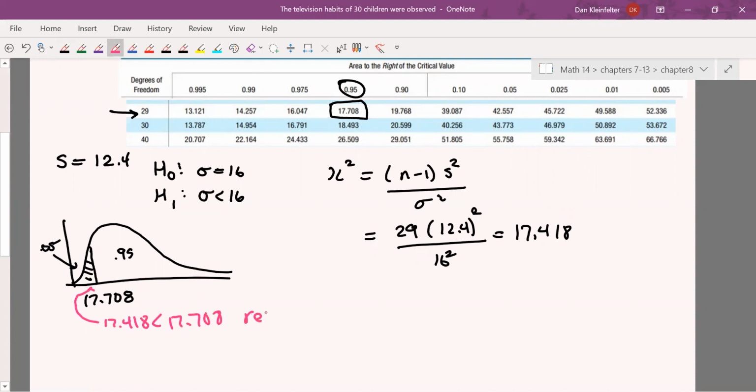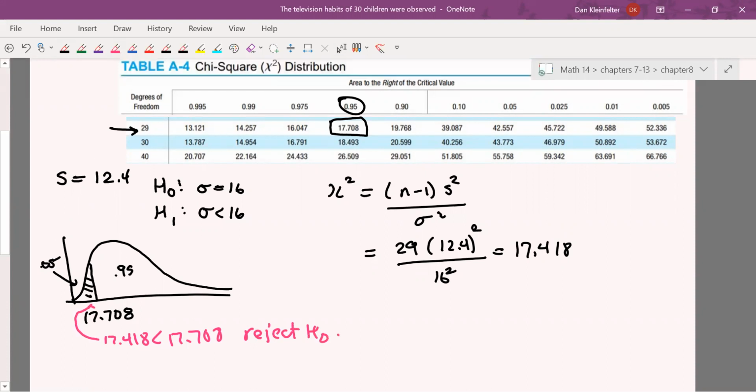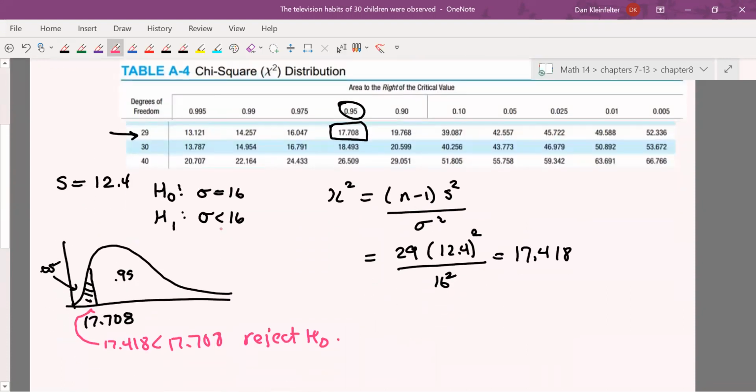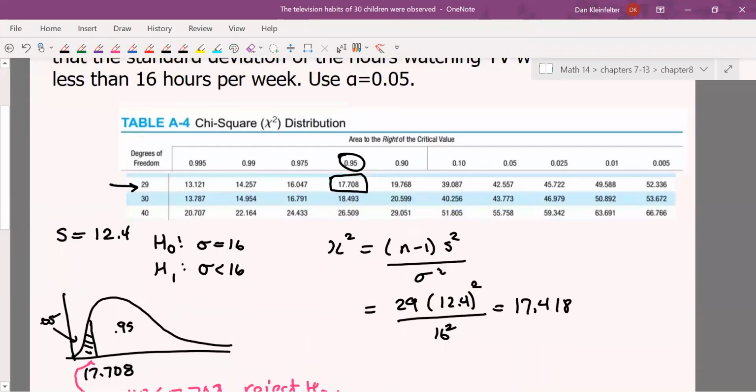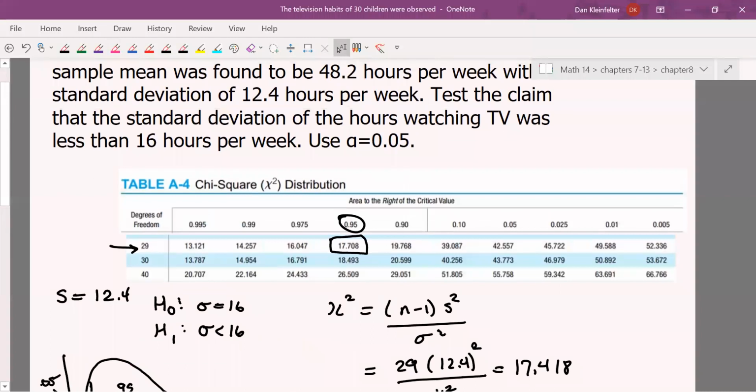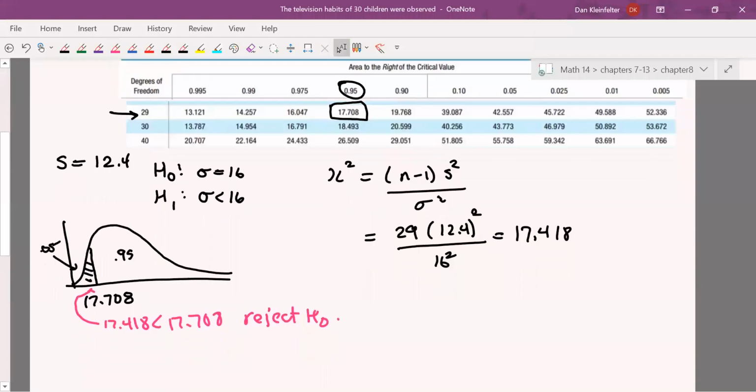And so based on that, we can reject our null hypothesis. That means there's evidence to support the alternative hypothesis. So it looks like the claim is supported. So we can just say the data support the claim.